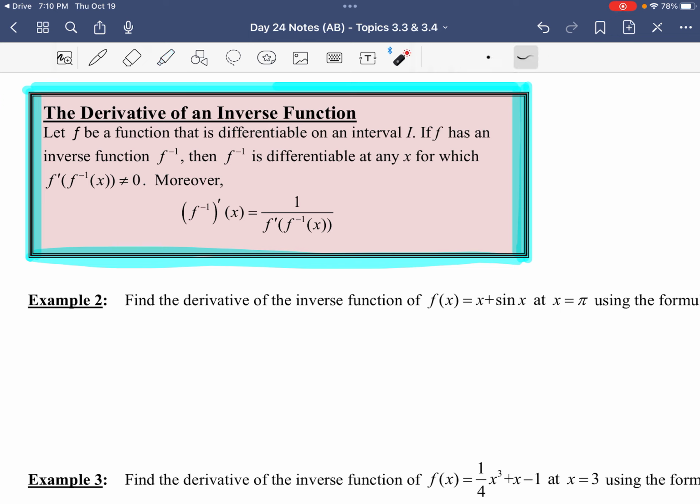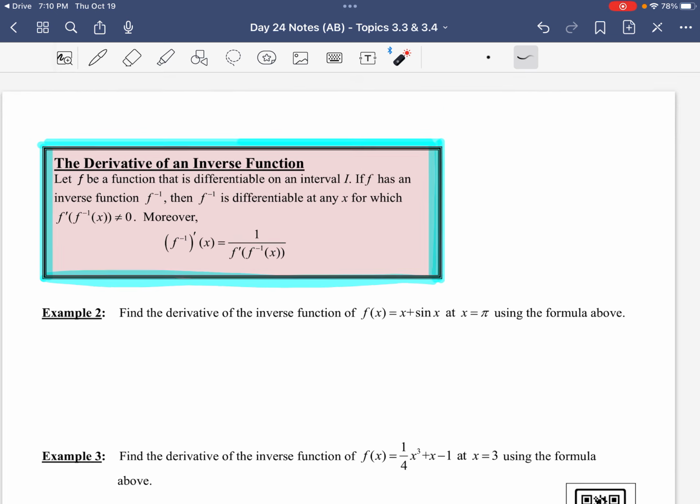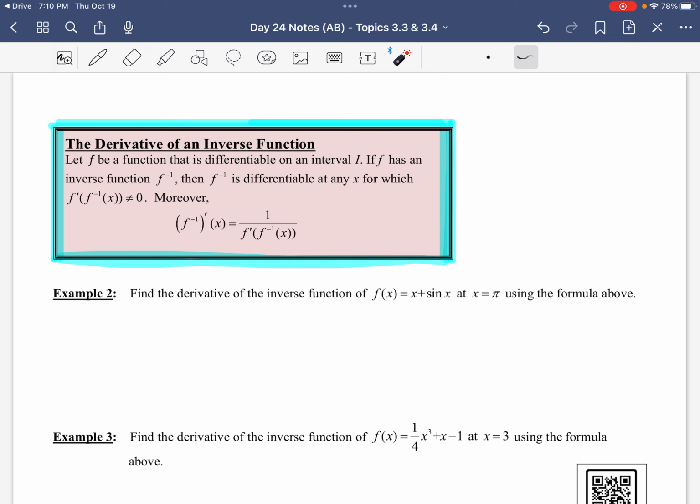This is just saying if f is a function that's differentiable, that's important, and if f has an inverse function, then f inverse is differentiable, okay? Moreover, the derivative of f inverse can be found by doing the reciprocal, 1 over f prime at f inverse of x, okay? So let me show you where this comes from.